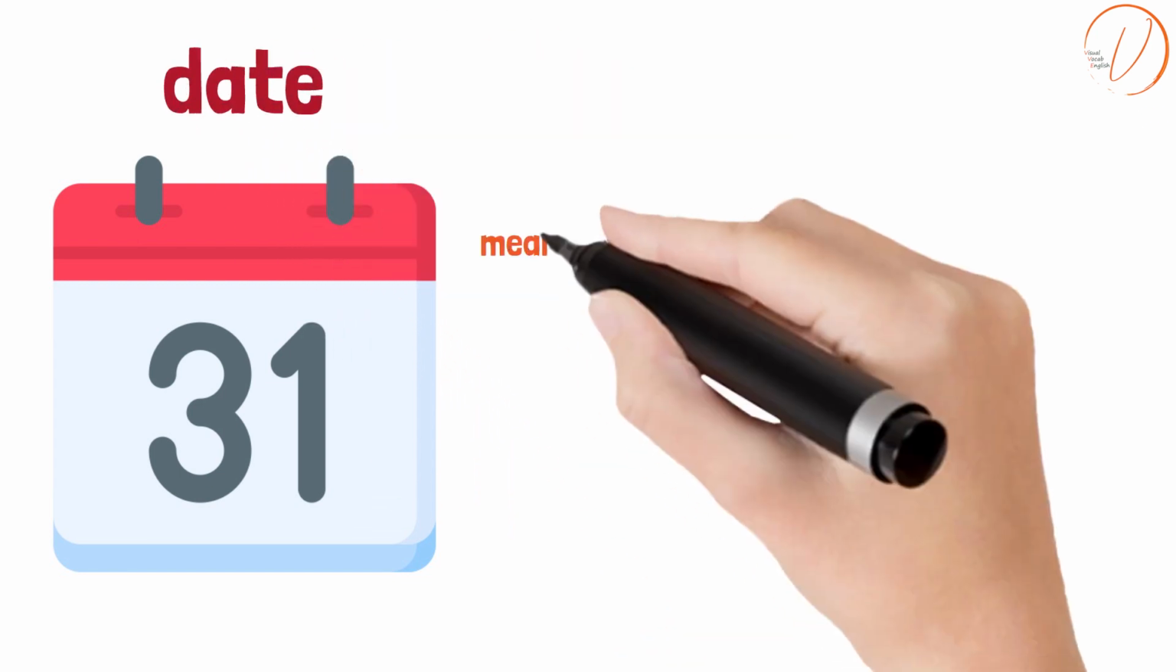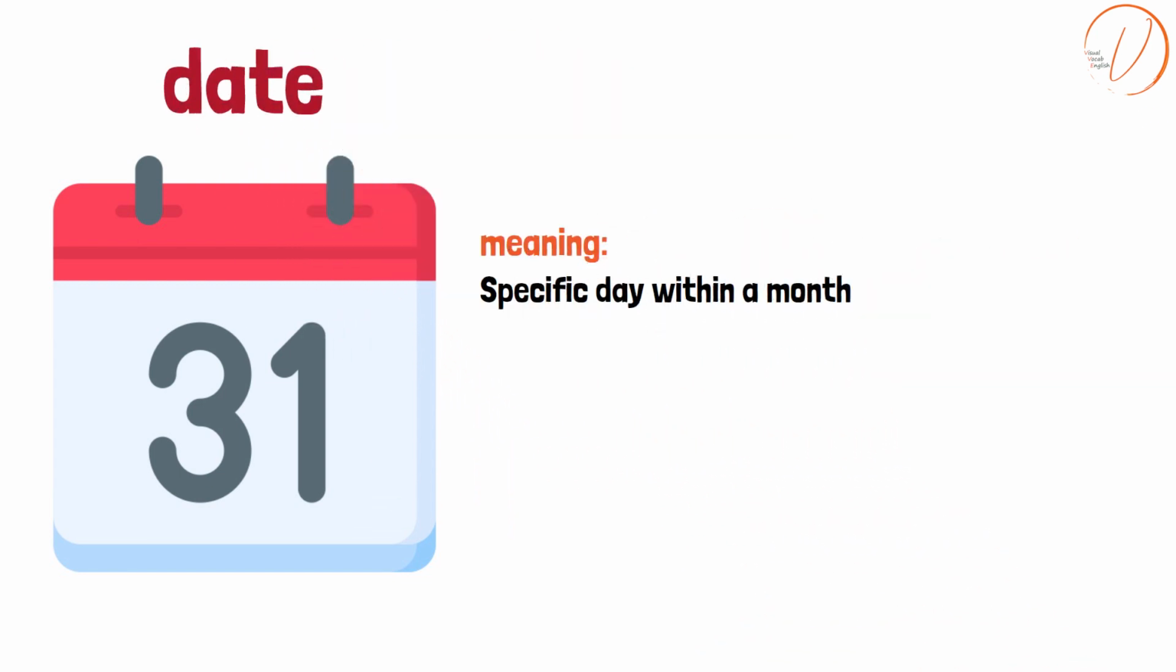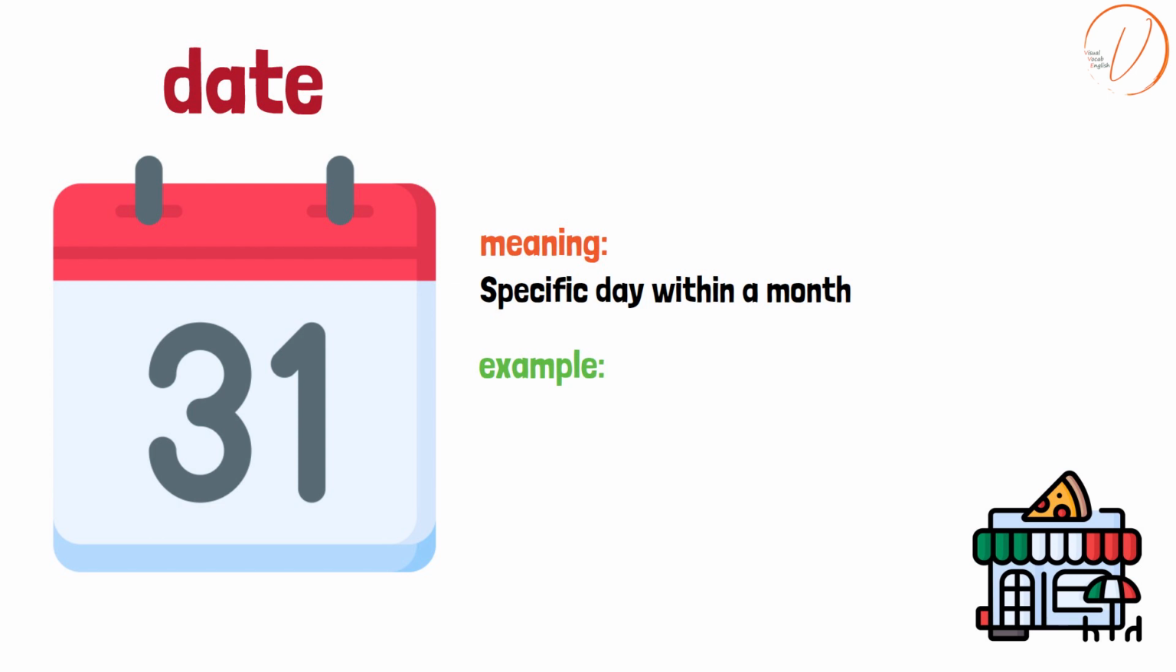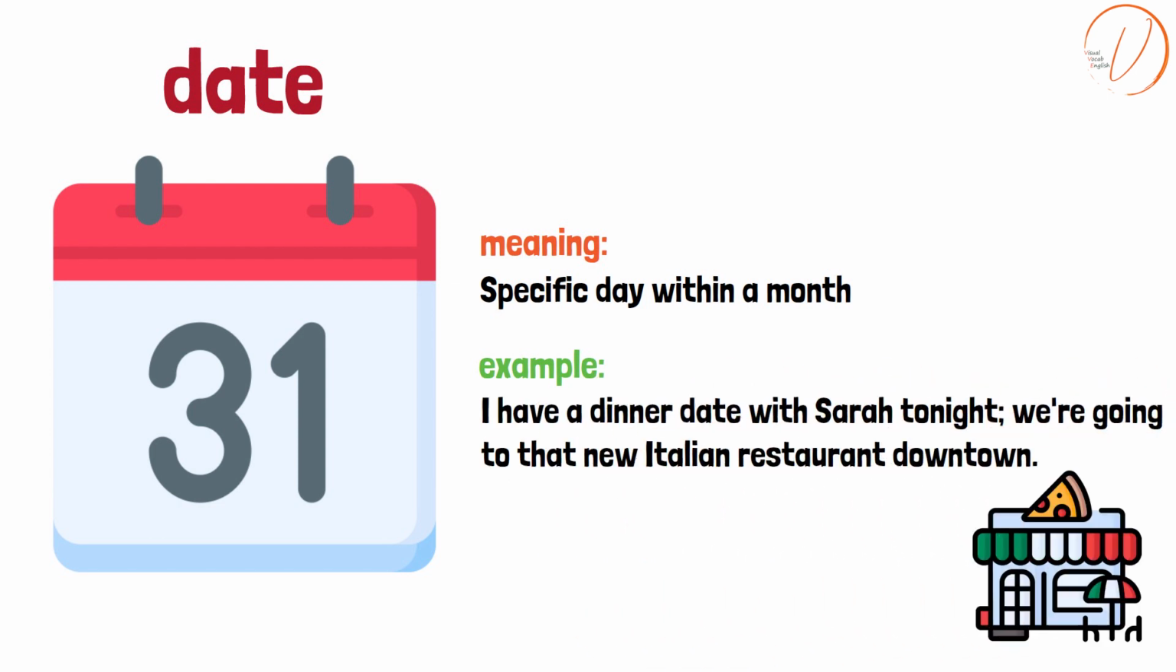Date. Specific day within a month. I have a dinner date with Sarah tonight. We're going to that new Italian restaurant downtown.